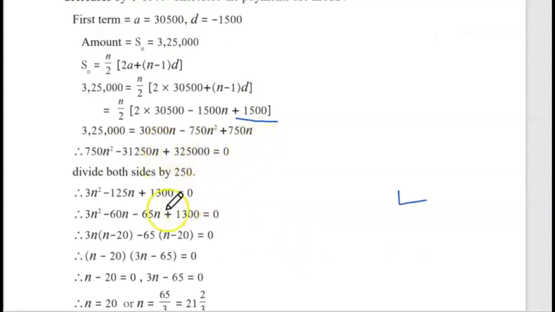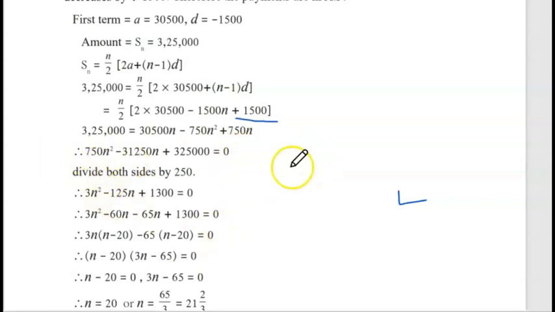Transfer all these terms to the left hand side. This minus will become plus 750 n square. Next minus 31,250 n. If we add this 30,500 n and 750, then you will get here 30,250 n. If we take it to the left hand side, it will become minus. And the last term 3,25,000 as it is, and that's equal to 0.